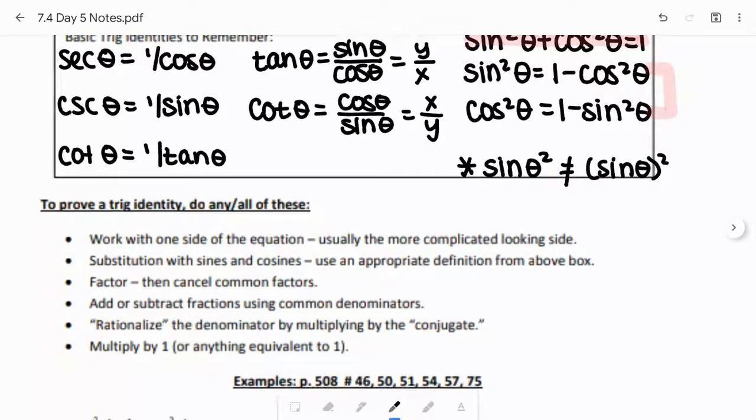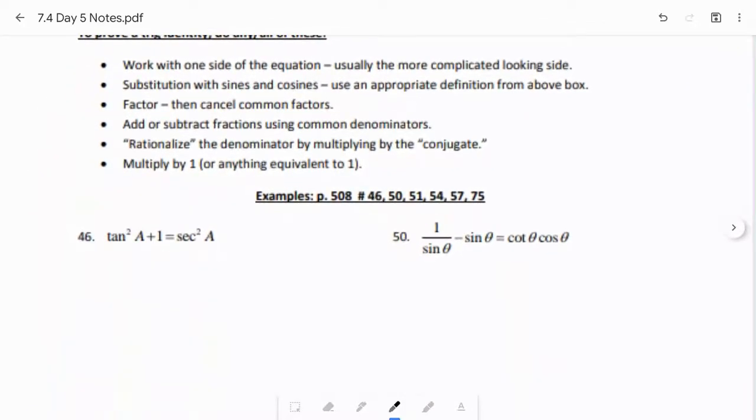All right, so to prove a trig identity, we are going to be following some of these rules. We are going to always work with one side of the equation that is always or most likely going to be the more complicated looking side. Next, we are going to substitute as much as we can with using sines and cosines. Then we will factor and we'll cancel common factors. Then we can add or subtract fractions using common denominators. We're going to rationalize the denominator by multiplying by the conjugate. And then we will multiply by 1 or anything that is equivalent to 1. So we will be doing most of those steps in this first problem.